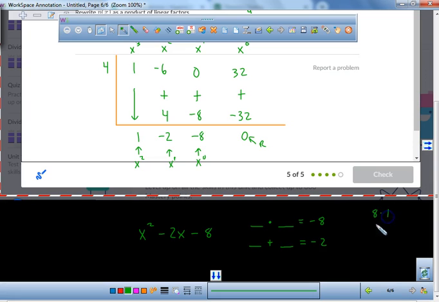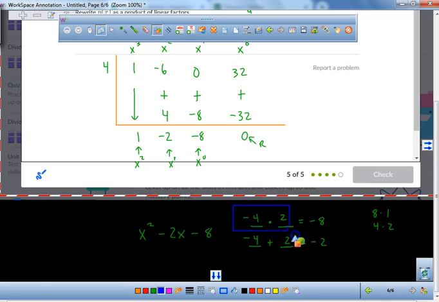8 times 1 and 4 times 2. That's it. So what numbers? 8 and 1 can be added to a 9 or added to a 7 if one of them is negative. Ooh, 4 and 2 can be added to a 6, but can also get us to a what? Negative 2. So I got 4 and 2, but I got to make it a negative 8. So I'm going to make the 4 negative. Why am I making the 4 negative? Because I got to come up with a negative 2 and a negative 8.